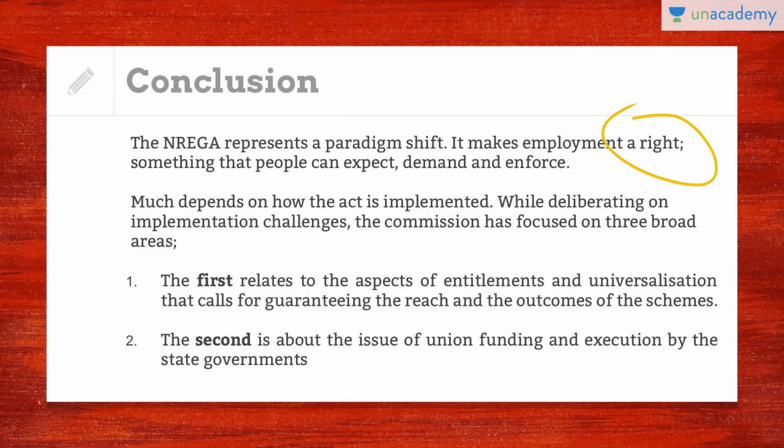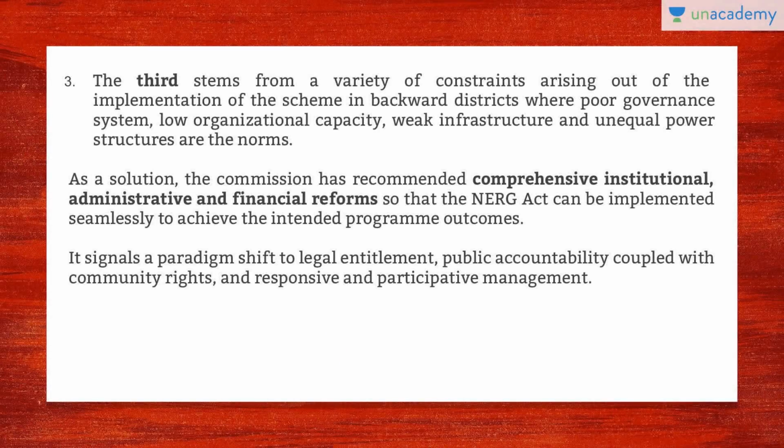It makes employment a right, and people can expect, demand, and enforce it. So the first challenge is the aspect of entitlement universalization that calls for guaranteeing the reach and outcomes of the schemes. Second is the issue of union funding execution by the state governments. Third stems from a variety of constraints which arise out of the implementation of the scheme in backward districts where poor governance and low organizational capacity are present. So it has basically recommended comprehensive institutional, administrative, and financial reforms, and they can be used for other schemes as well.